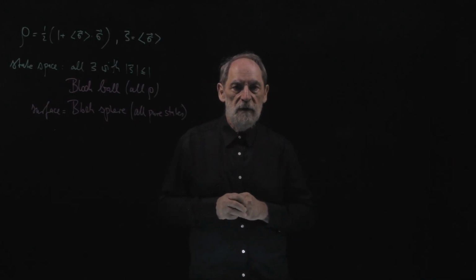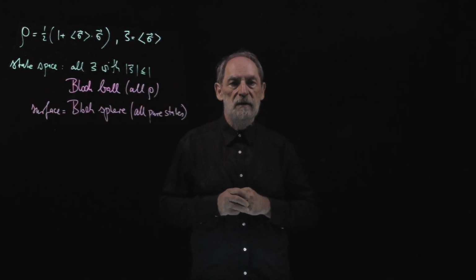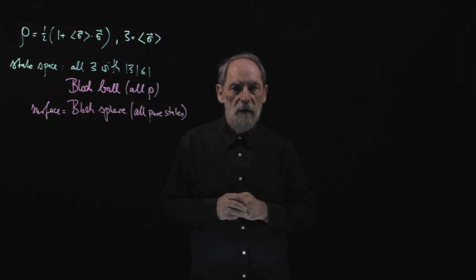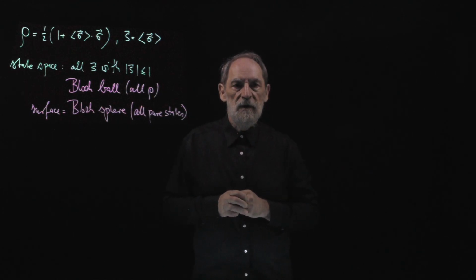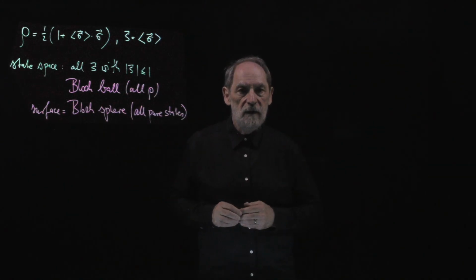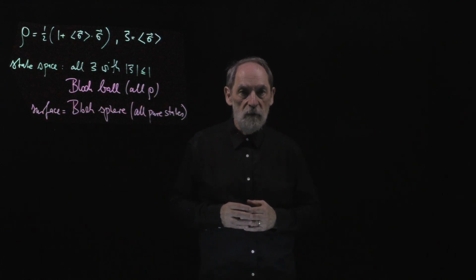In summary, the qubit state space is a unit ball known as the Bloch ball. All the pure states reside on its surface, known as the Bloch sphere. In the next lecture, we study how the qubit state operator is affected by unitary transformations.